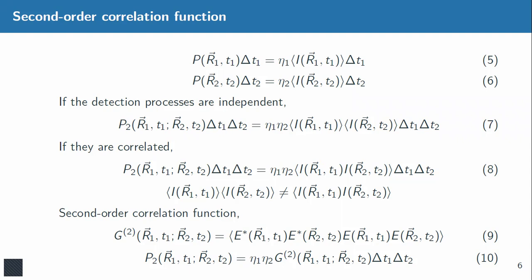And if they are correlated, the detection processes are correlated with each other, the joint probability of photo detection is given in equation 8. And we can see that if the processes are correlated with each other, then the fields must be correlated with each other. Then the product of the averages must not be equal to the product of the intensities and their averages.